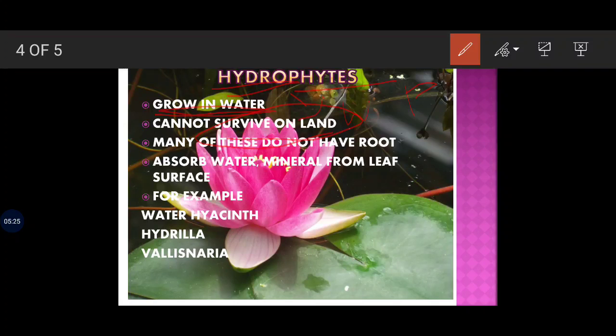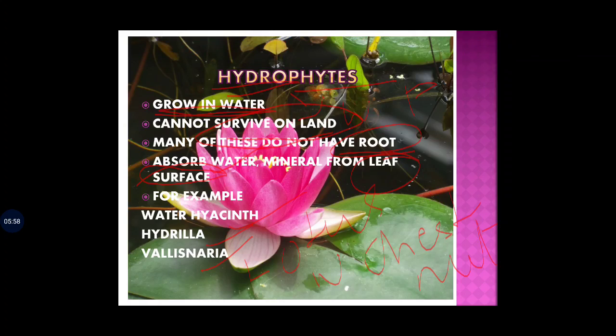Many of these do not have roots. So how do they absorb nutrients, water and minerals? They do it through the leaf surfaces. They use the leaf surface to absorb water, dissolved minerals and respiratory gases. Certain examples are water hyacinth, hydrilla, vallisneria, lotus and water chestnut. These are the common examples of hydrophytes.